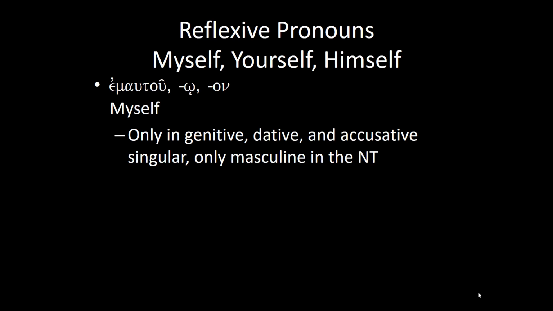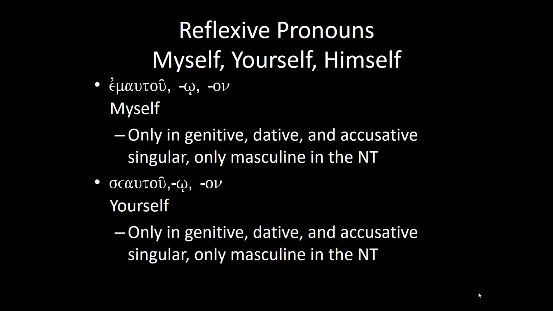We have a pronoun that means myself, and another one that means yourself, and one that means himself. So emautou means myself. In the New Testament, this is only masculine, and it only occurs in the genitive, dative, and accusative singular. So I'm giving you all the forms right there. Emautou, emauto, emauton. This means myself. Se plus autou, seautou, yourself. Seautou, seauto, seauton.